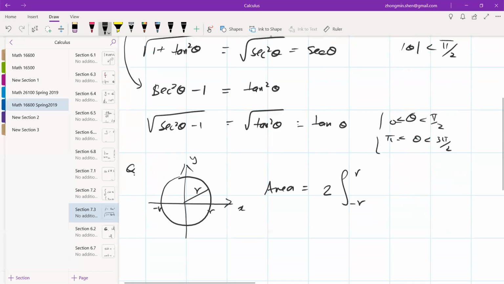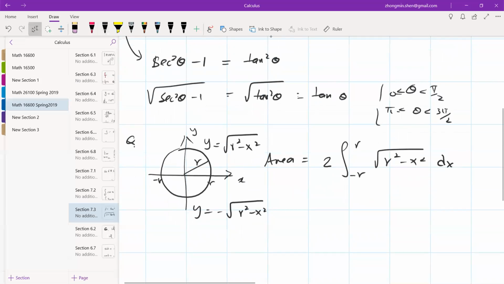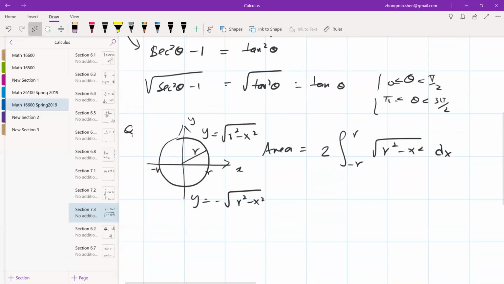The function on the top is y equals the square root of r squared minus x squared, and the function at the bottom is the negative of this. So it's going to be the integral of the square root of r squared minus x squared dx. Now you say, okay, I have a radical. How can I evaluate this integral? It's not easy. You can try integration by parts, but that does not work. Is there any other method we learned? No, integration by parts is not working. So use substitution.